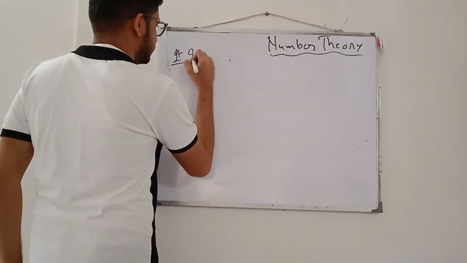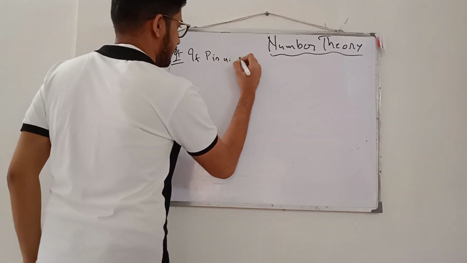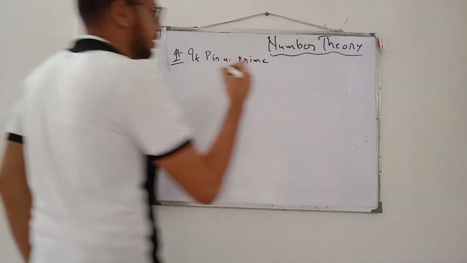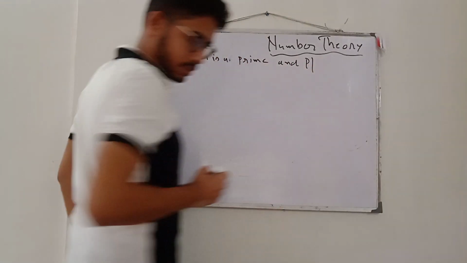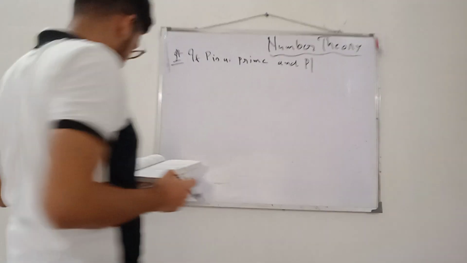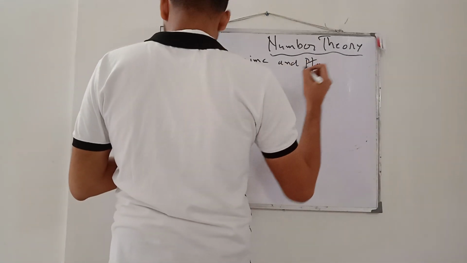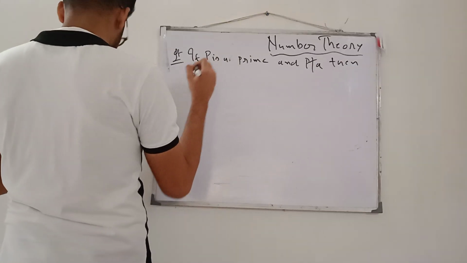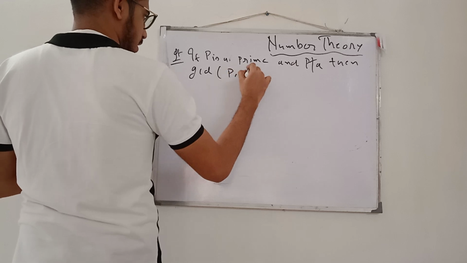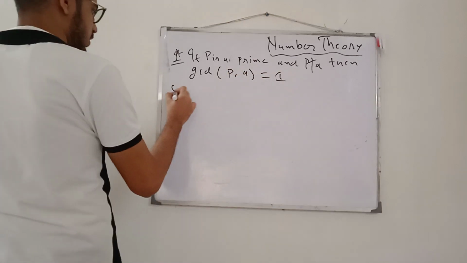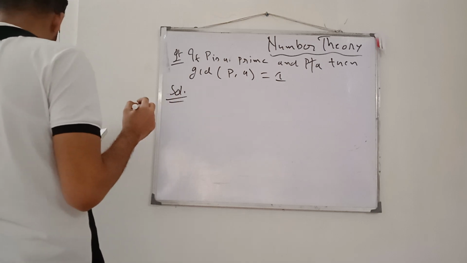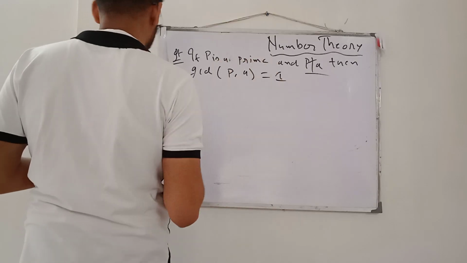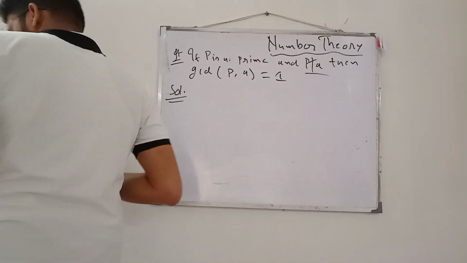The question is: if P is a prime and P does not divide A, then GCD(P, A) is equal to 1. Now we will solve this. If P is a prime and P not dividing A means contradiction, then GCD is 1. Okay, guys, note down this question first, then we will solve it.